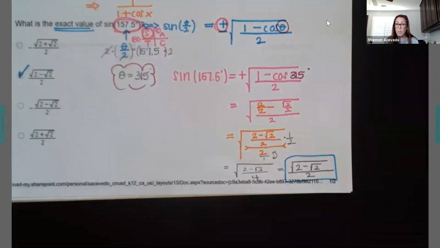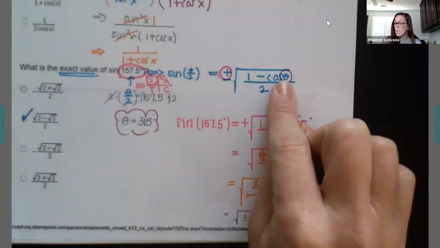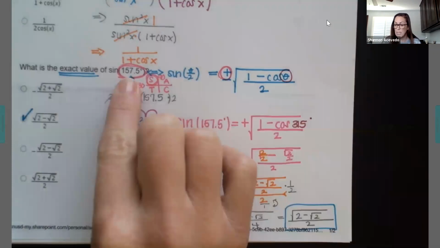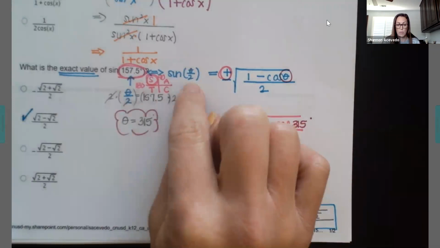So again, that was a lot to take in, especially for the first time seeing that. So let's go ahead and look at another one. The main idea here is you're going to need to figure out what the theta values are. That is not the same thing as the number that you're given here, because that's always your theta over 2.